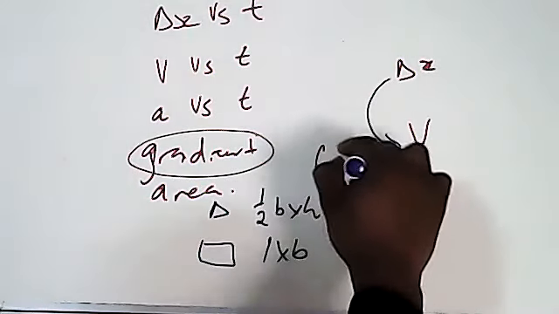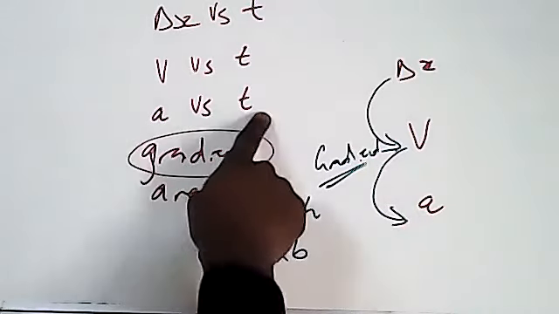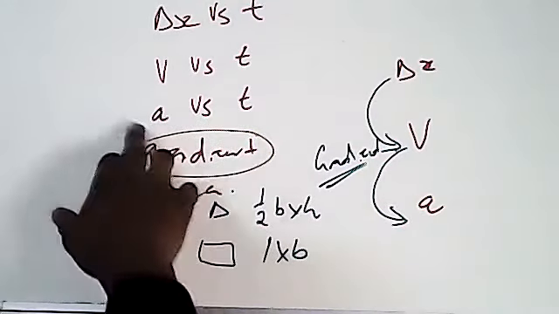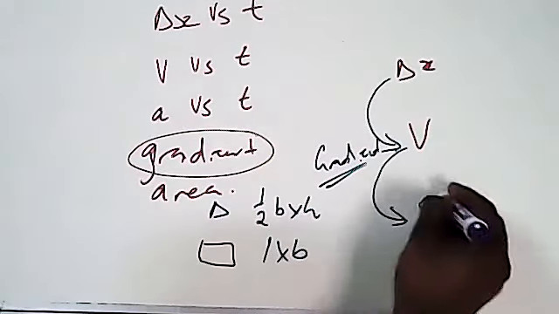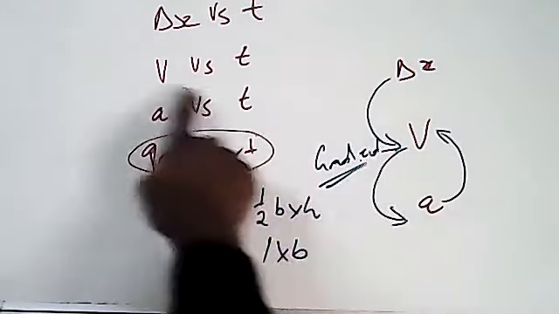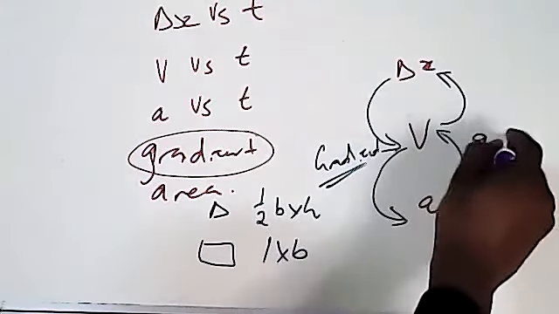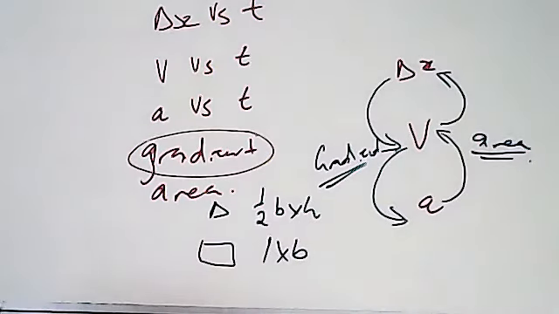So this side is your gradient. That's the easiest way to remember it. I hope that makes sense. And then when you are given the graph of acceleration versus time, when you calculate the area of that one, that will give you the velocity. When you calculate the area of velocity versus time, that will give you what? The displacement. So this side represents the area. That's the easiest way I remember it. I hope that makes sense.